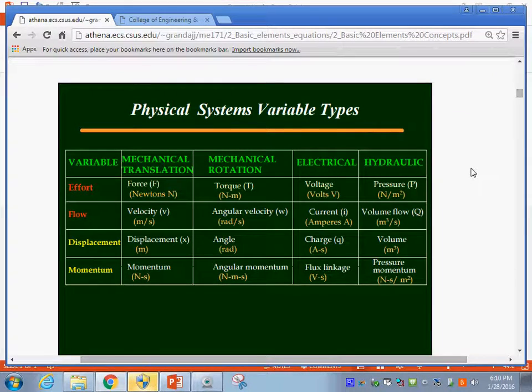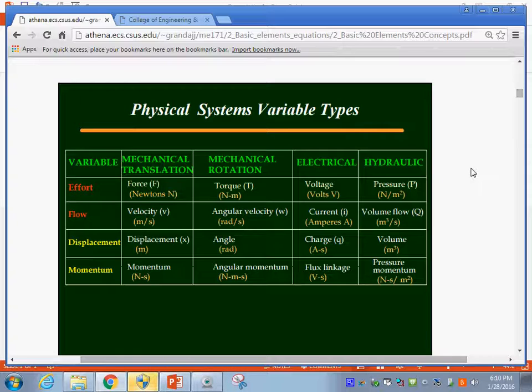What Paynter is saying is, guys, we shouldn't have to learn 16. Why don't we just learn 4? Every time we talk about an effort variable, and the system is a mechanical system, we know we're talking about newtons. Every time we talk about an effort variable and it is an electrical system, we know that the effort is measured in volts. Same thing.